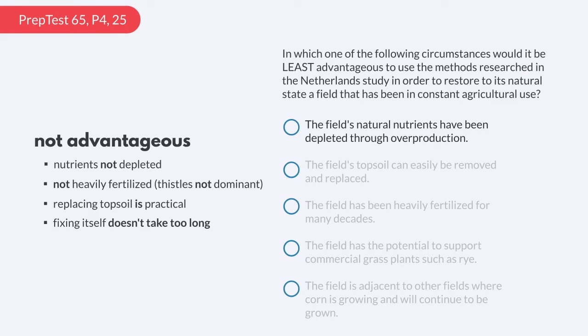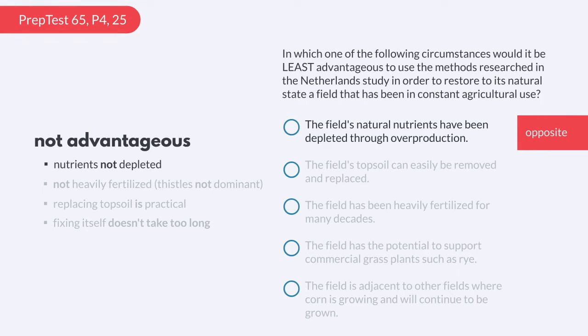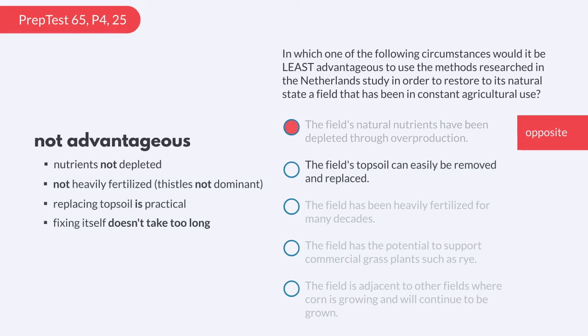A is saying the nutrients have been depleted. That's the opposite of what we wanted. We were looking for an answer that said, well, if the nutrients aren't depleted, then maybe you don't need this Netherlands technique. B is saying the topsoil can be easily removed and replaced. Great, that was one of the four things we were considering. We were told that the quickest way to solve your soil problem is just to replace the topsoil.